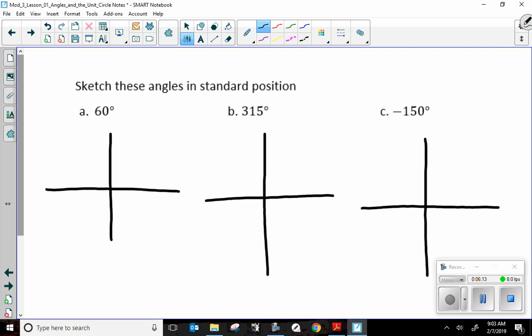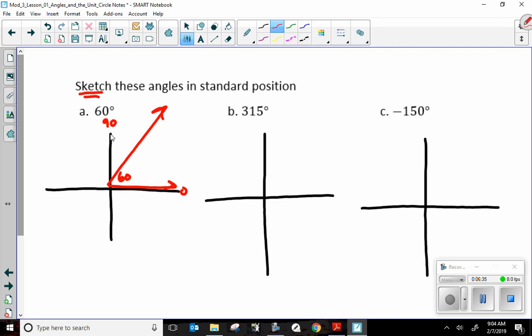Now, 60 degrees. If I start at 0, this would be 90 degrees. 60 is almost 90. There's no way to exactly do this. That's why they say the word sketch. I don't know, if I start here, maybe something like that. That's 60 degrees, and that's positive 60. Okay, now that's good. That would receive full credit.